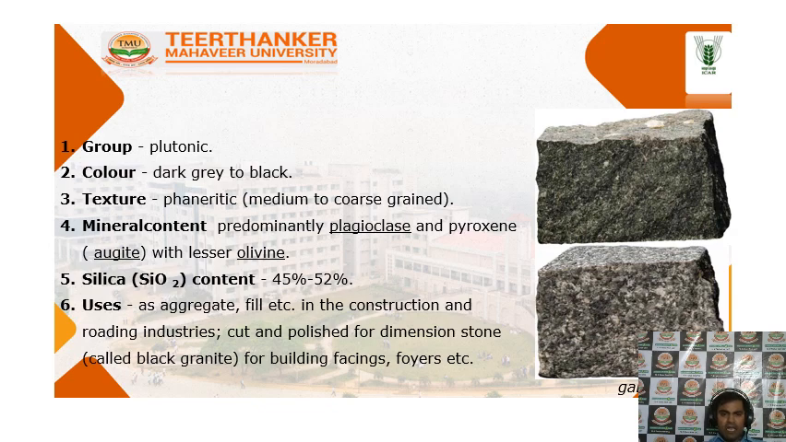And next is granite. Here you can see it is also plutonic, which means it is an intrusive rock, dark colored, phaneritic, and a similar amount of silica is also present in granite. It is also used in construction of roads, buildings, etc. If you see such types of stone in your local area, then you can easily identify this as granite rock. Granite and basalt.